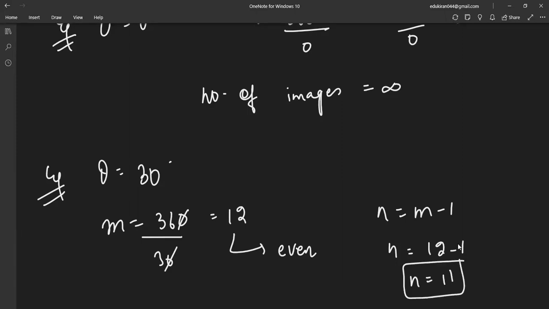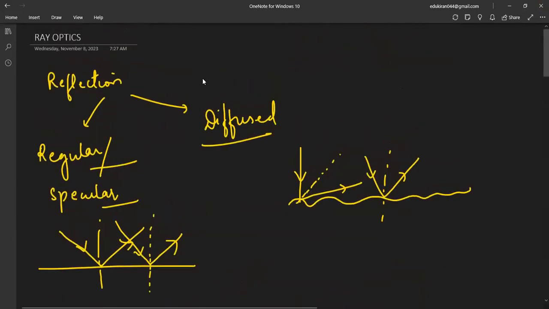Clear? Now I'll give you some values of theta. You will tell me the answer. First, write it down till here. Then I'll give you some values of theta. Number of images you will tell.